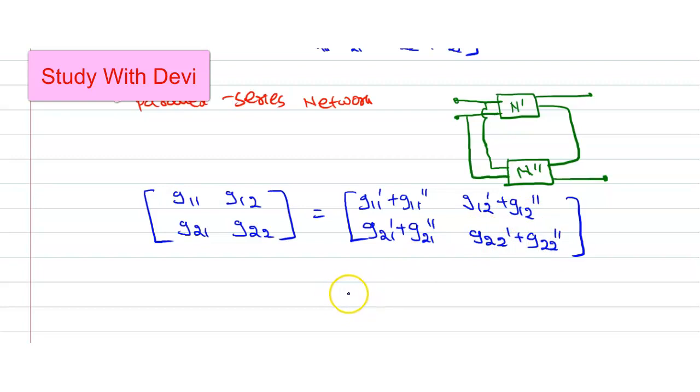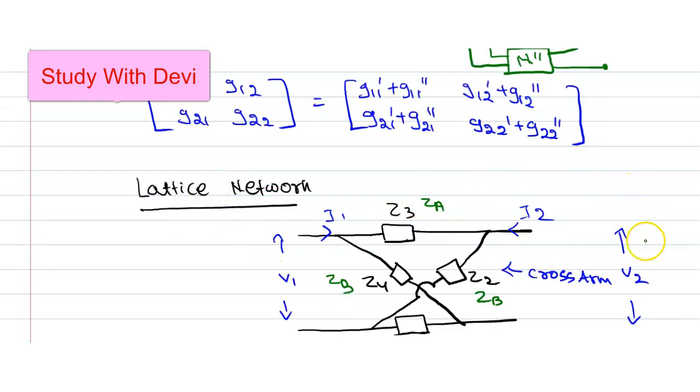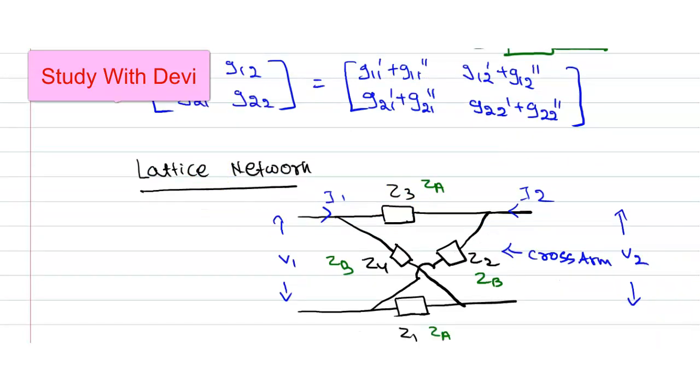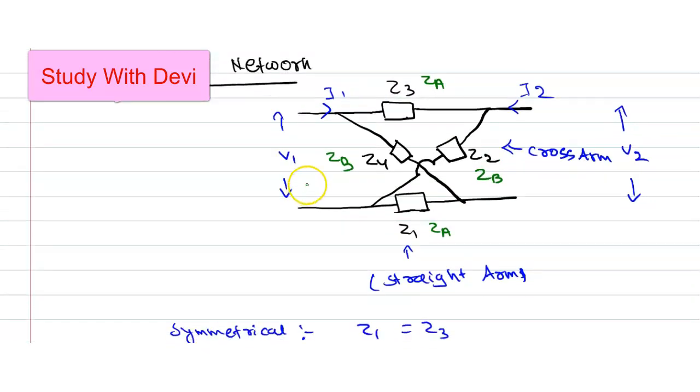Now we will see the lattice network. In lattice network, this is my diagram. This is my lattice. Here Z1, Z3, Z2 and Z4. Z1 and Z3 are known as straight arm impedances and Z2 and Z4 are known as cross arm impedances. Z1 and Z3 you can take as ZA, Z2 and Z4 we can take as ZB. Here V1, I1, V2 and I2 are there.